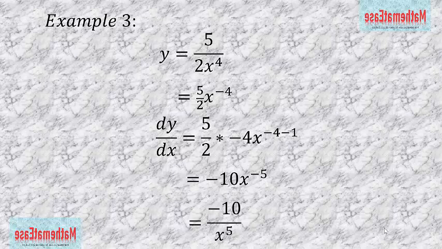This answer we can equally write as minus 10 over x^5. Mind you, if you write your final answer like this, it's okay. But if you want to write it further, this is equal to minus 10 all over x^5. But note, if you write minus 10 all over x^(-5), it is wrong. I want you to note that.